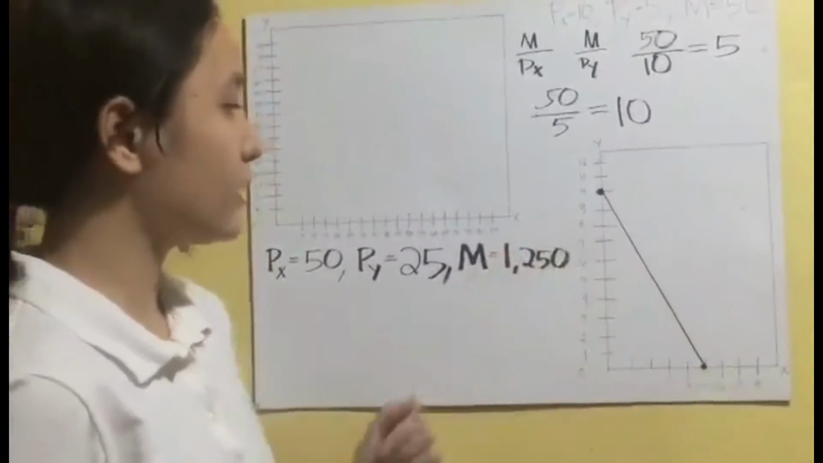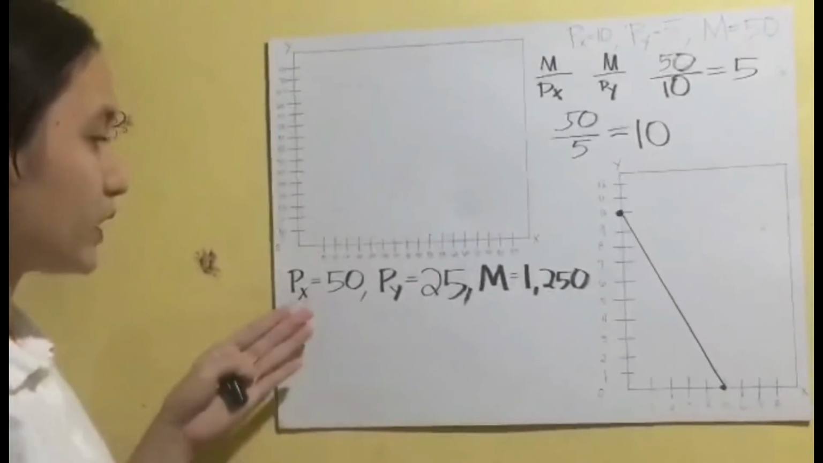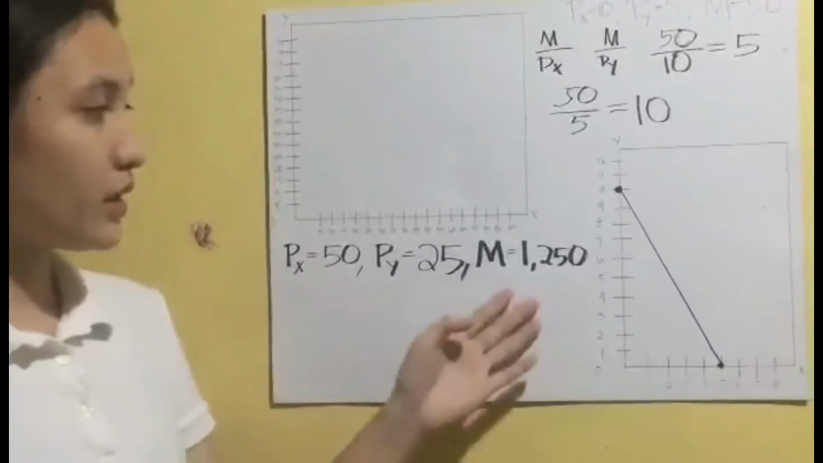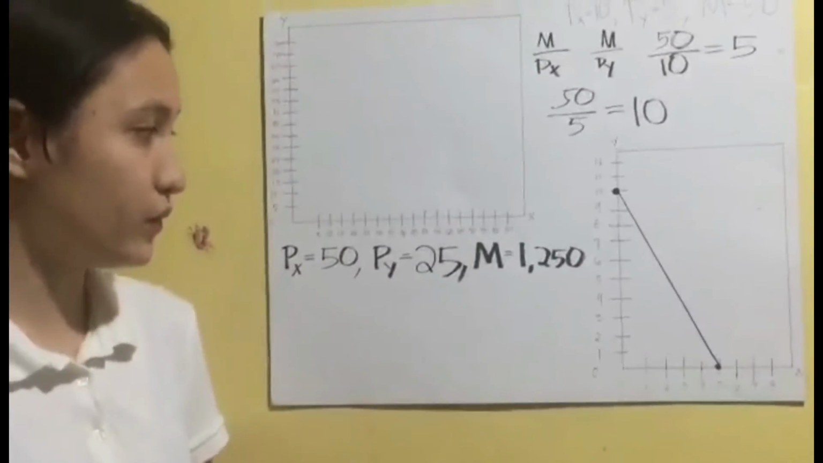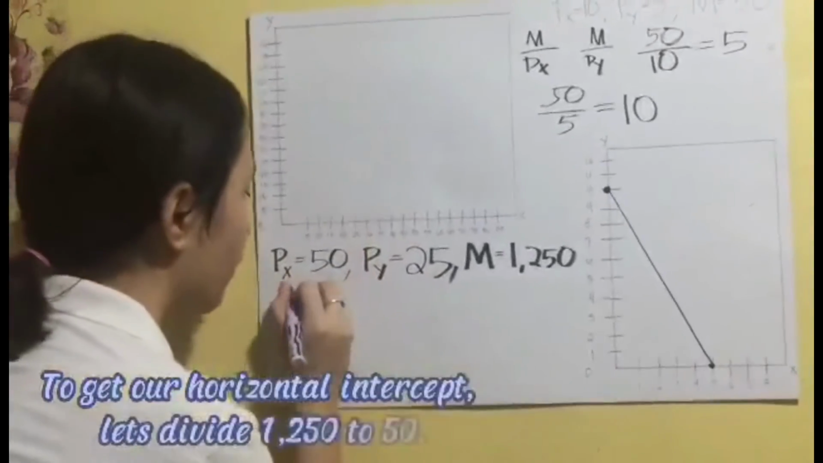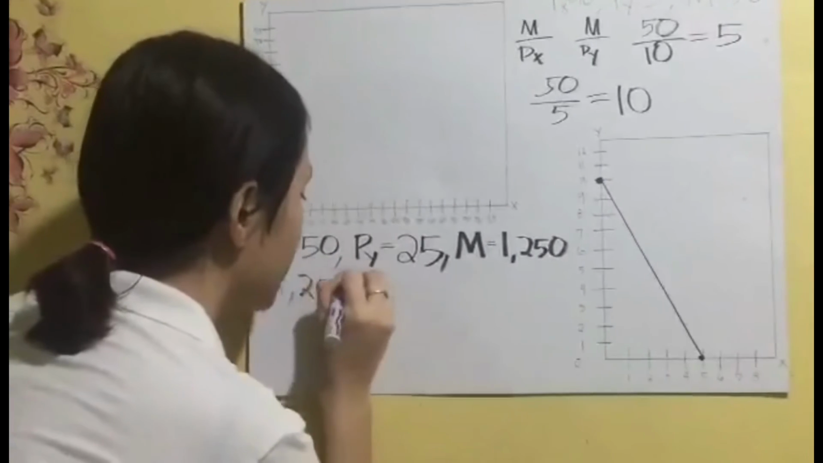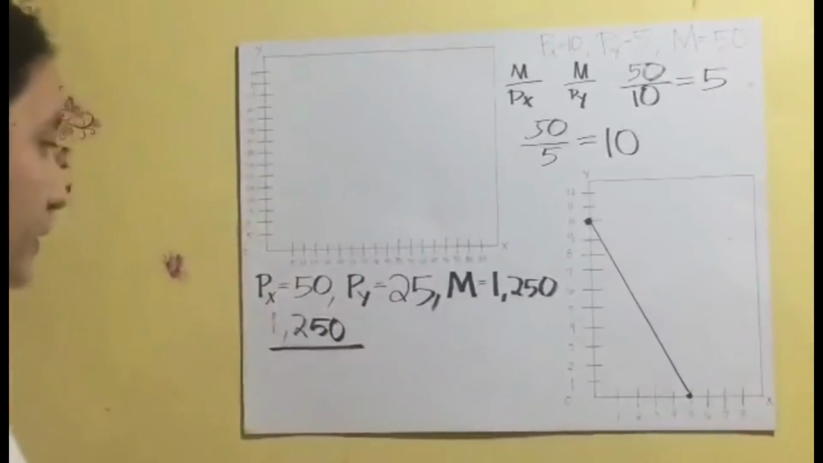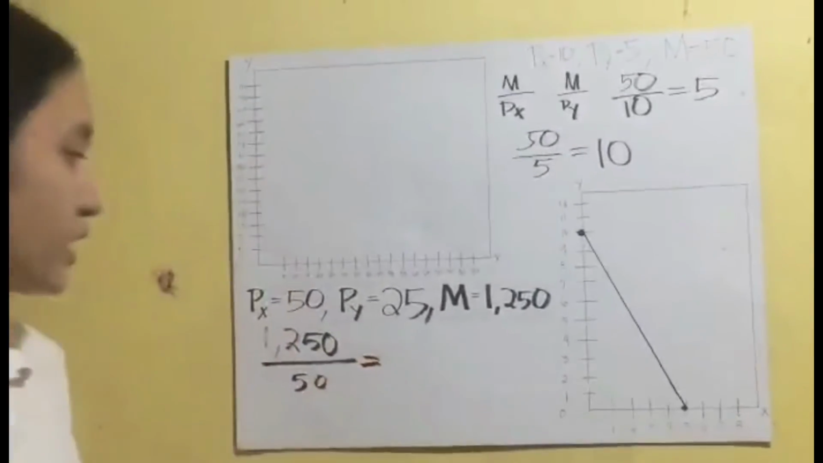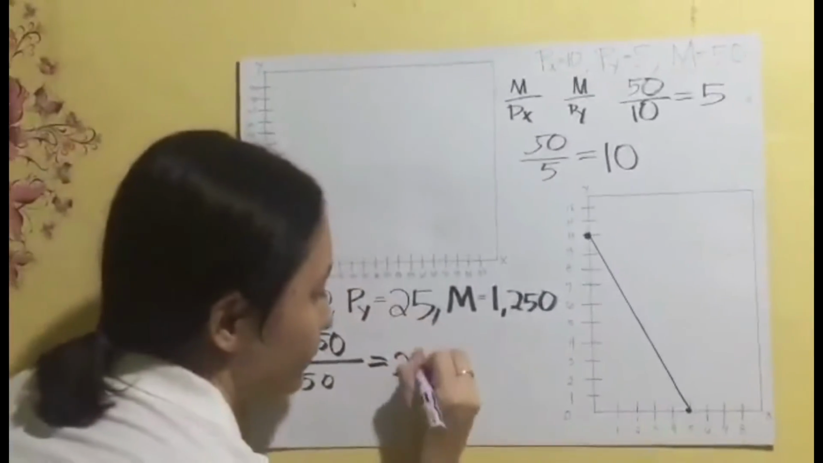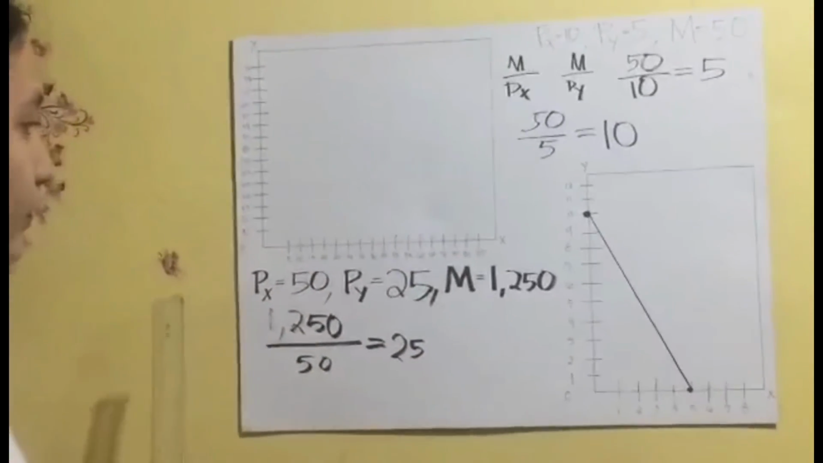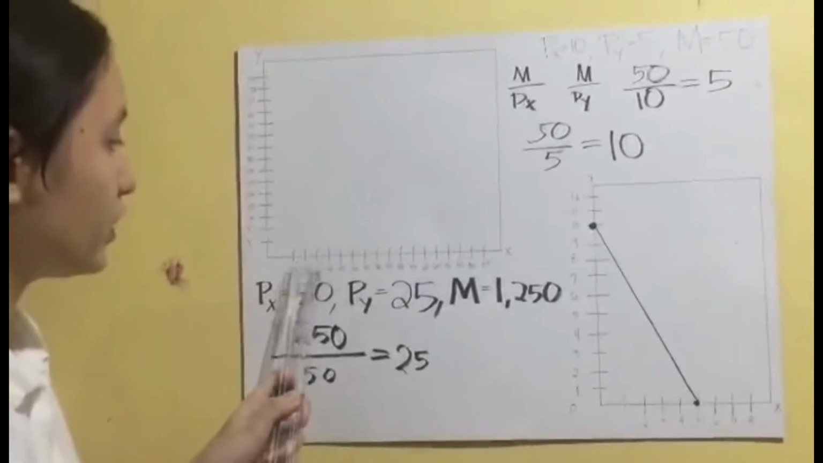Let's proceed to our another example. We have here px is equals to 50, py is equals to 25, and income is equals to 1,250. To get our horizontal intercept, we have to divide 1,250 divided by 50. That is 25. So our horizontal intercept is 25. 5, 10, 15, 20, 25.